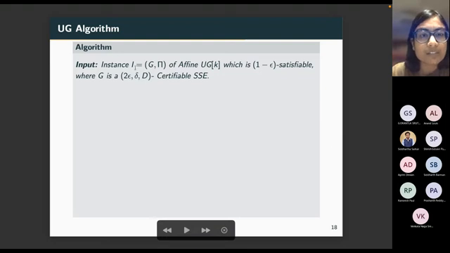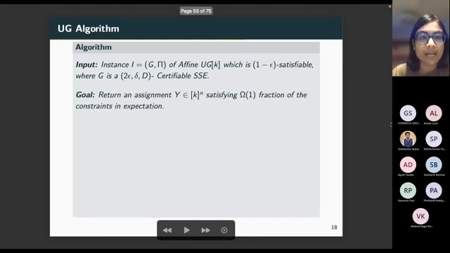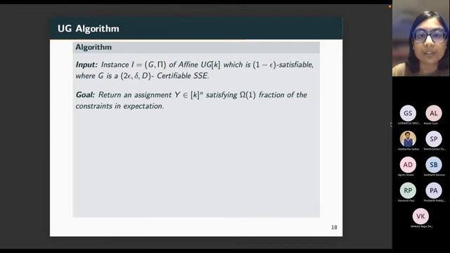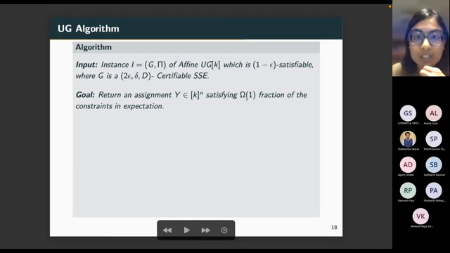First, let's assume we are given an instance, which is a graph and labels on the edges of the graph, and this instance is 1 minus epsilon satisfiable. And we know that G is a 2 epsilon comma delta comma D certifiable small set expander. Our goal is to return an assignment to the vertices of the graph that satisfies a constant fraction of the constraints. Sorry, I forgot to mention that this constant has to be independent of K. K is our alphabet size.